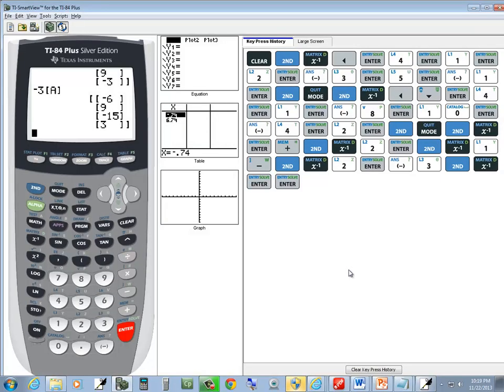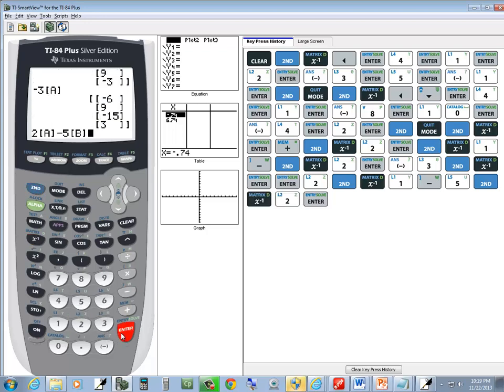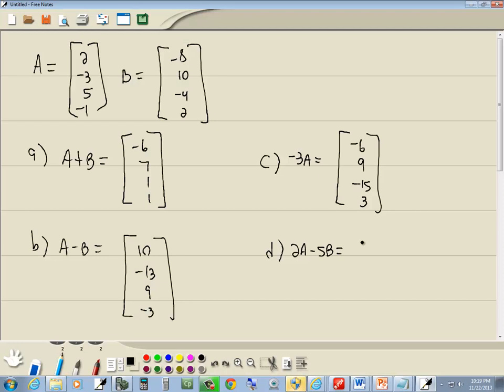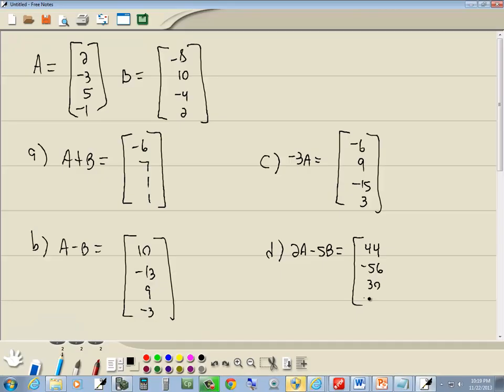Now for D, I'm going to do 2A, so 2 second x negative 1, choose A, minus 5, second x negative 1, choose B. Enter. And we're going to get 44, negative 56, 30, and negative 12. And those would be our answers.